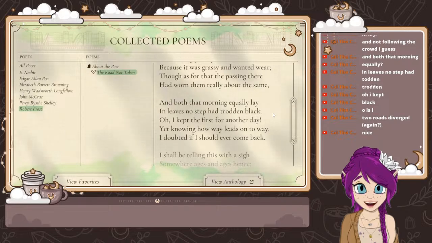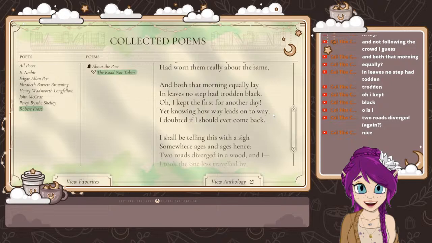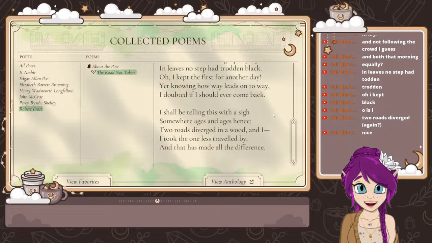Oh, I kept the first for another day, yet knowing how way leads on to way, I doubted I should ever come back. I shall be telling this with a sigh. Somewhere ages and ages hence, two roads diverged in a wood, and I took the one less traveled by. And that has made all the difference.